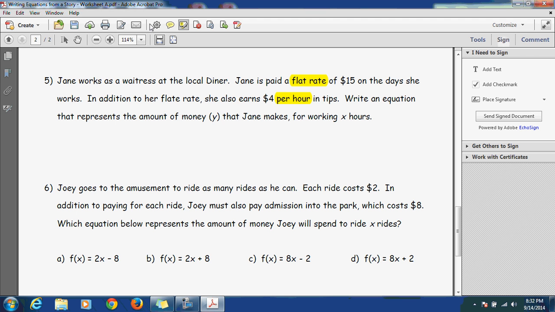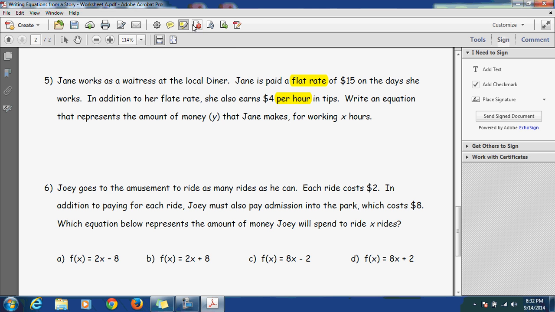So this is a good clue for us, these two words. Remember, flat rate would be like a starting point, a B, a beginning. So that tells me that 15 is a number that I would want by itself. And per hour is my clue that $4 is my slope.